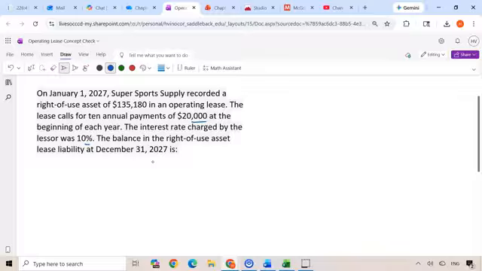what? Okay, so let's just start. First, I'm going to put my right-of-use asset, I'm going to do my T account.